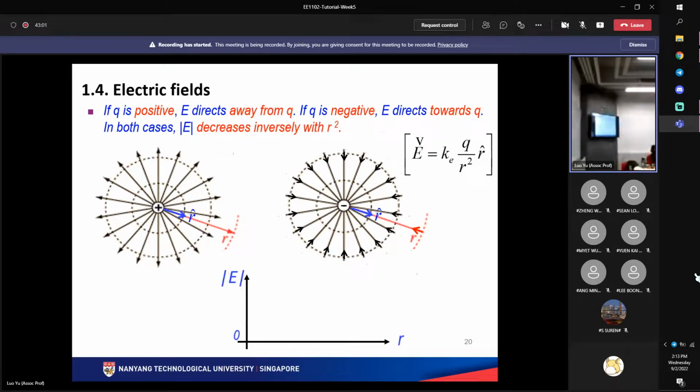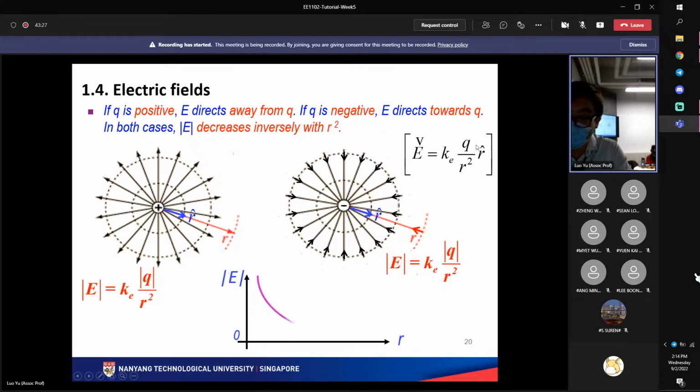So the electric field line of a point charge is always along the radial direction, but whether it points to infinity or from infinity back to the particle depends on the polarity of the particle. Positive charge: always from the particle to infinity. Negative charge: from infinity back to the particle. This is the first property. The second property is related with the magnitude. E is inversely proportional to r squared. So when we plot E as a function of r, E monotonically decreases when we increase r. Any question?